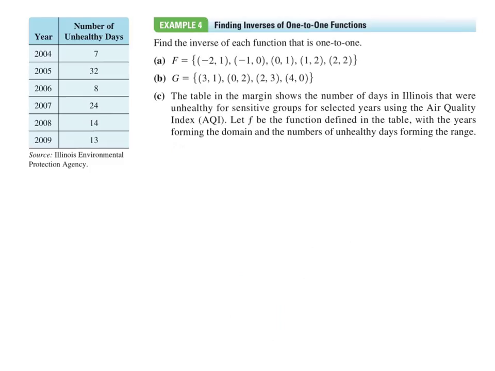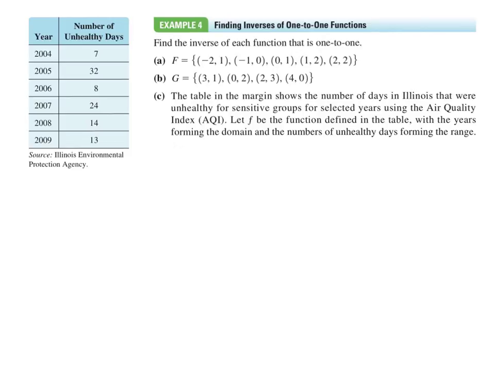Here's a three-part example on finding the inverses of one-to-one functions when they're listed in ordered pairs. It says find the inverse of each function that is one-to-one. Now part A, let's first determine if it's one-to-one. And remember, a one-to-one function means each x value corresponds to a different y value.